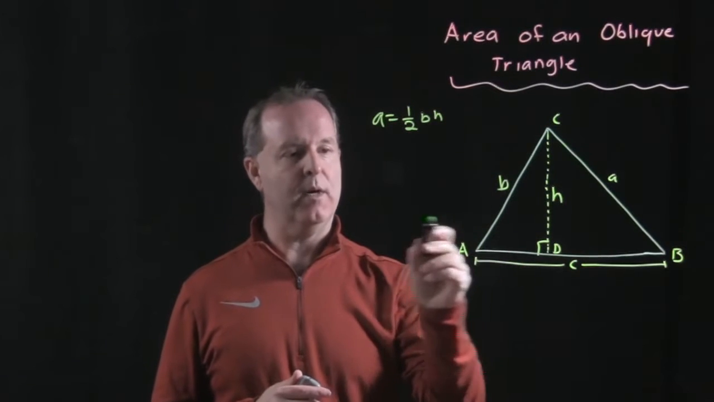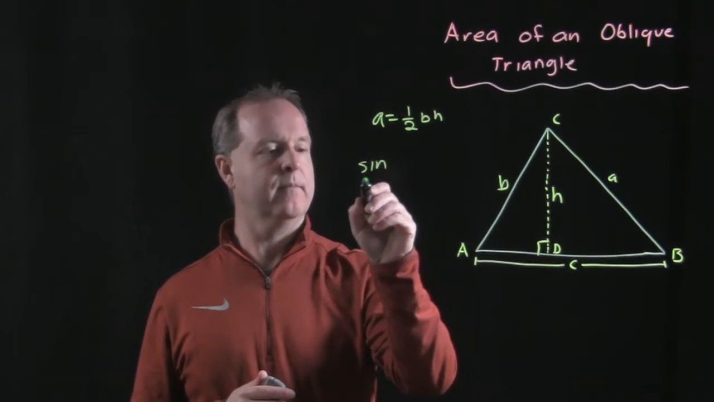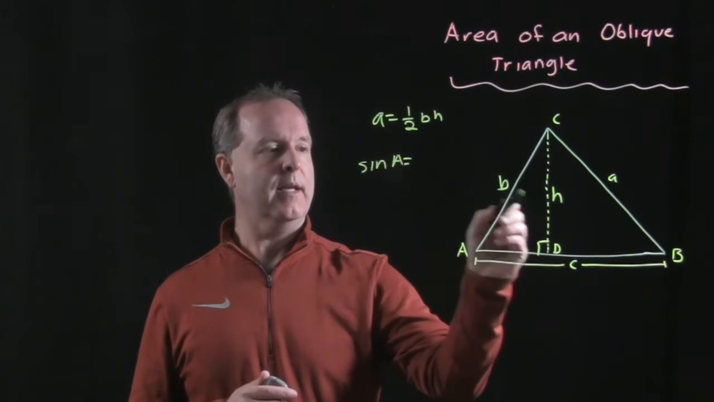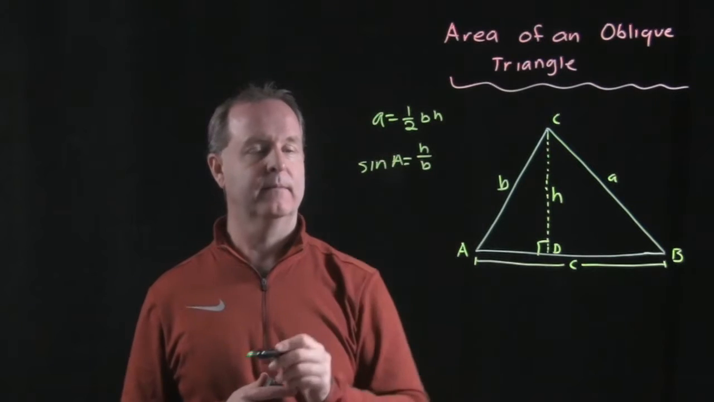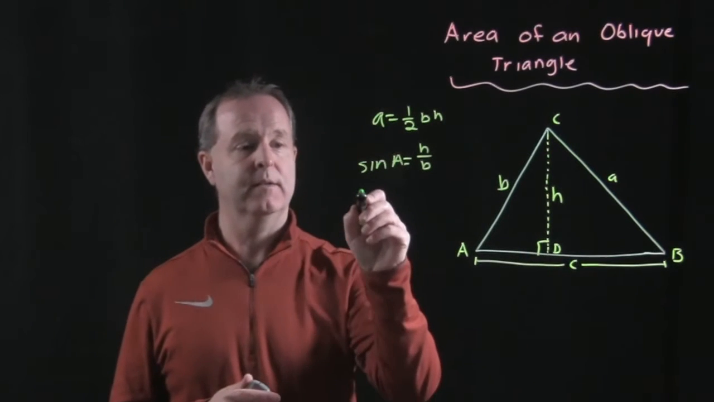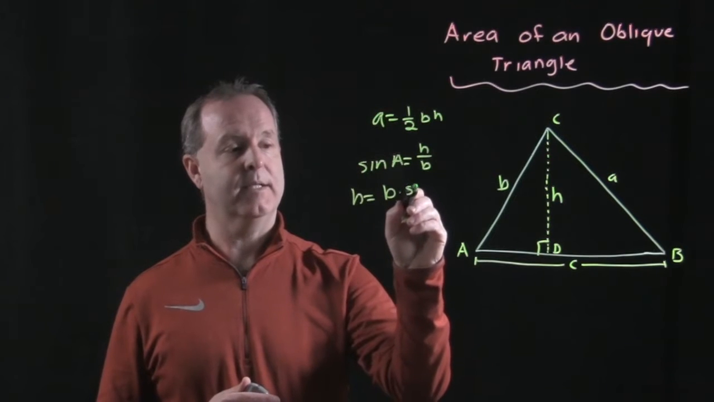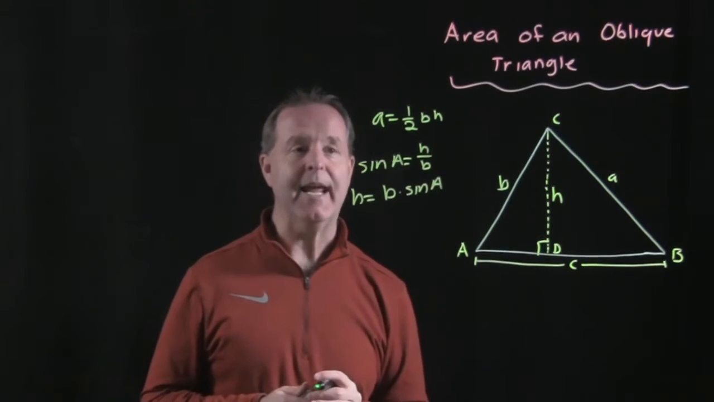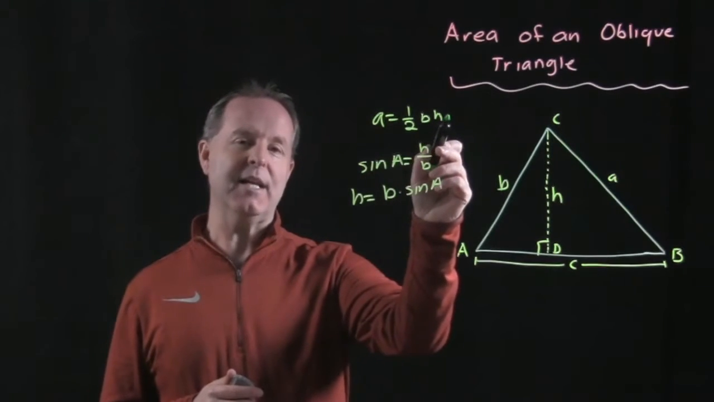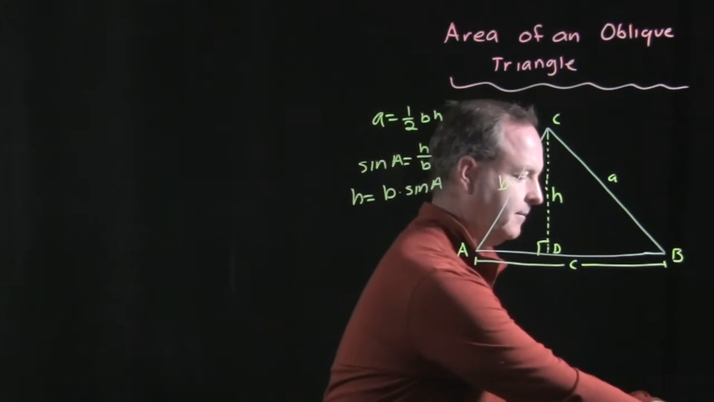Remember that the sine of A equaled opposite over hypotenuse, which is h over b. Solve that for h: h equals b times the sine of A. So if that's the case, now I know what h equals. So let's look at that in this particular one.